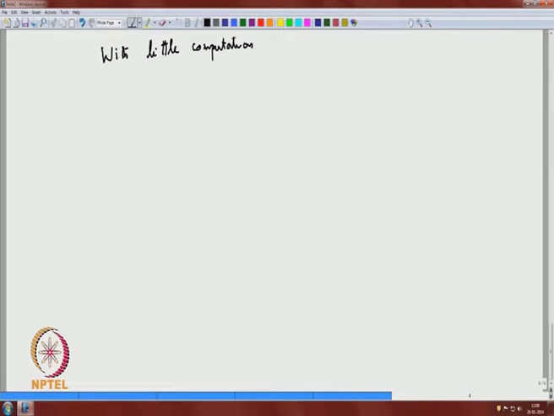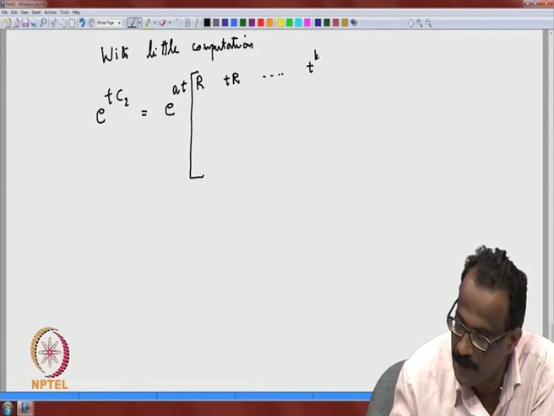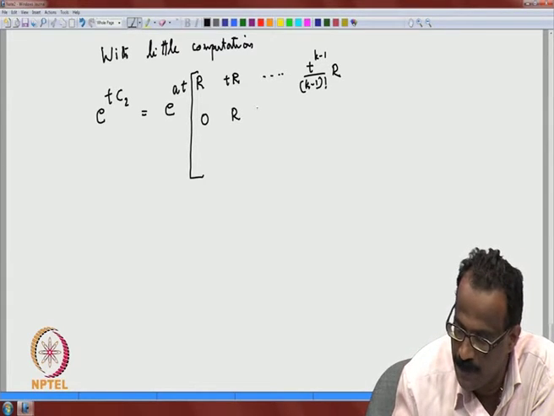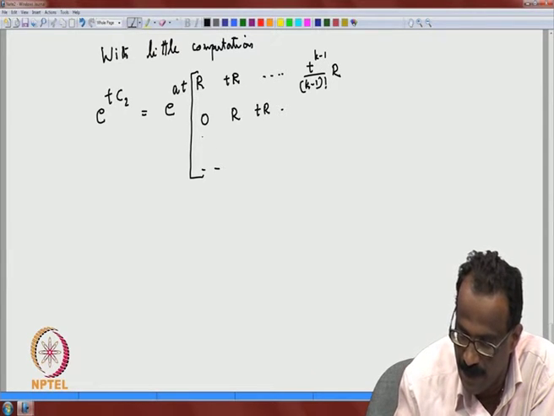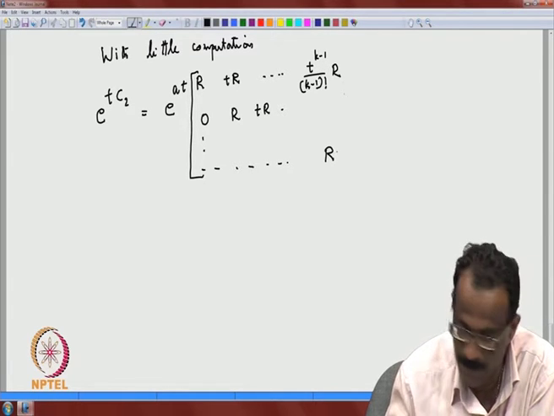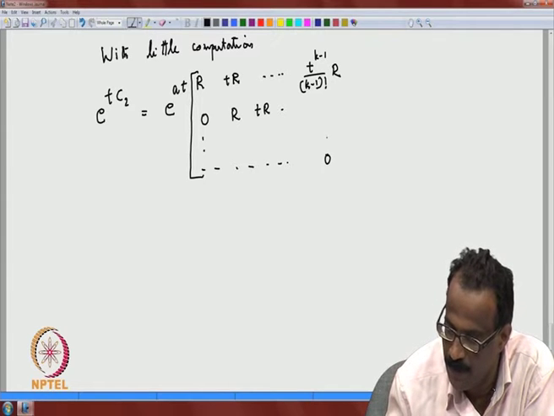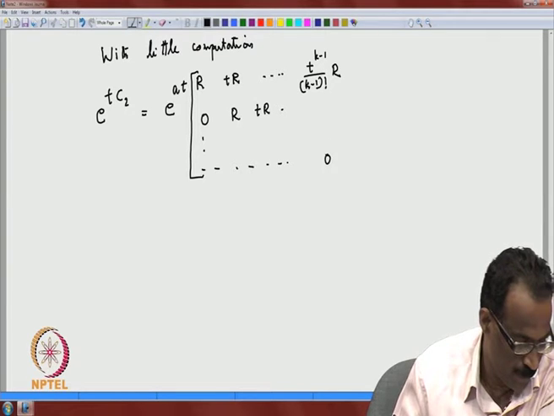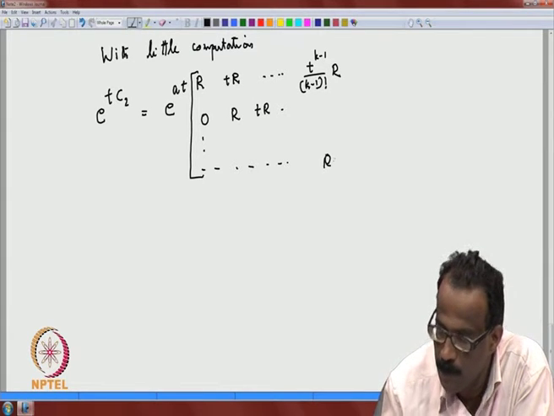With a similar computation, you can write e power t C2 as a matrix of the form e power at into blocks, everything will come as 2 by 2 blocks: R, tR, etc., up to t power k minus 1 by k minus 1 factorial R, then 0, R, tR, and so on, and the last element will be R.